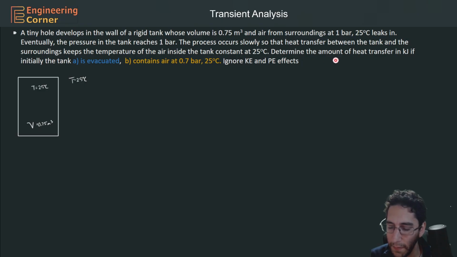We want to determine the amount of heat transfer in kilojoules if initially our tank is evacuated, and then again if our tank initially contains air at 0.7 bar and 25 degrees Celsius. And we want to ignore kinetic and potential effects in this problem.